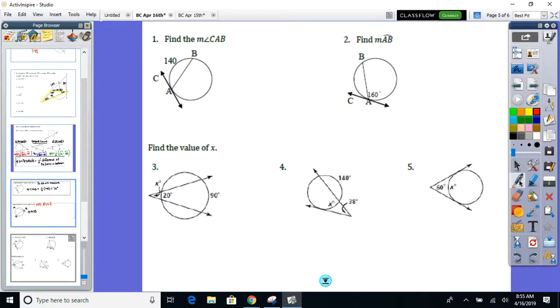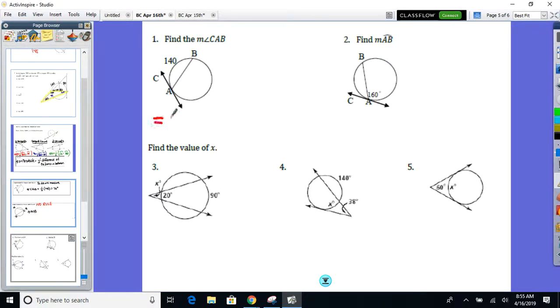All right, we already did number 1. That's an angle formed by a tangent and a chord. What was the rule again? Half the arc measure. So quickly, that's 70. Great job.